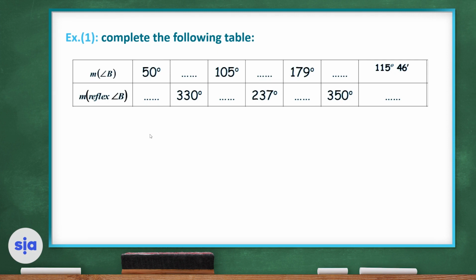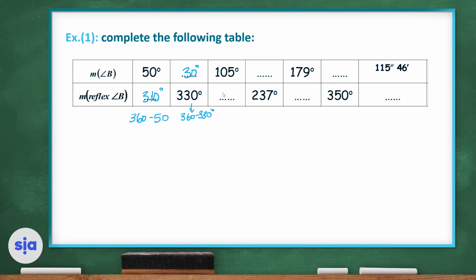Complete the following table. If measure angle B is 50 degrees, then what is the measure of the reflex of angle B? The reflex of angle B, to get it, is 360 minus the given angle, which is 310 degrees. Here, if it is 330, which is the reflex angle, how can we find the original angle? It's also 360 minus the reflex angle, so it's 30 degrees.